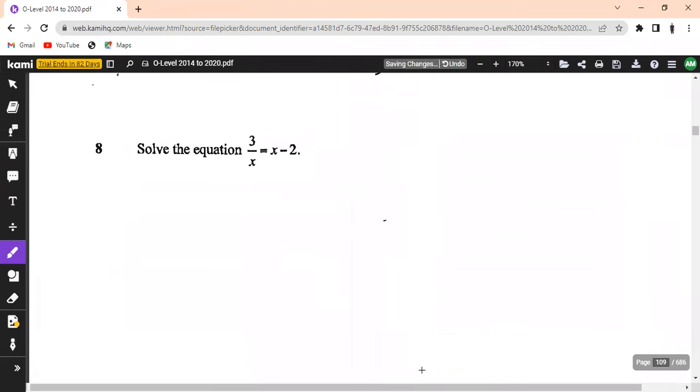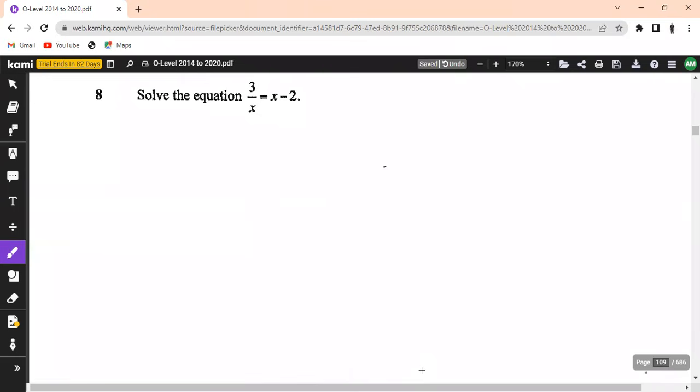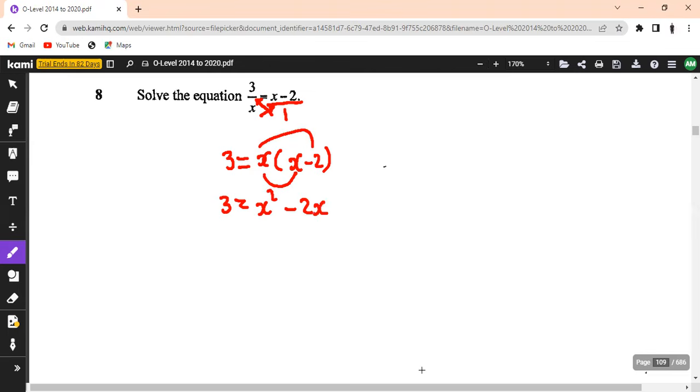Then solve the equation there. We can simply write this as a fraction, which is over 1. So you can cross multiply. That's 1 times 3, x times this. So 1 times 3 is 3, which is equal to x multiplied by x minus 2. As you can see, it's now a matter of expanding brackets, which is x squared, x times minus 2, which is minus 2x.